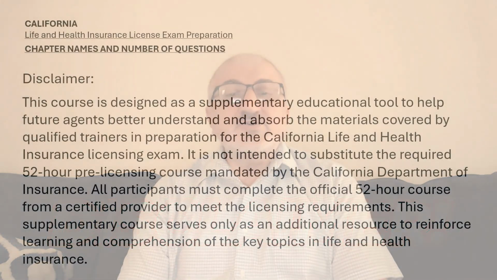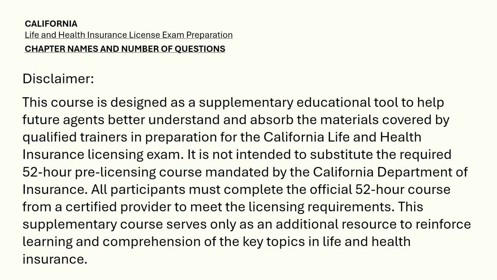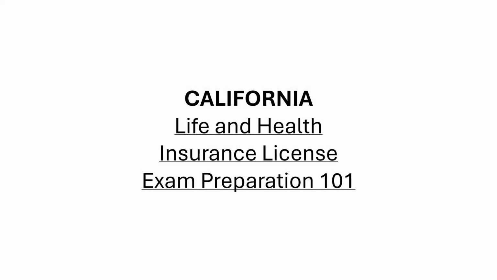This course is designed as a supplementary educational tool to help future agents better understand and absorb materials covered by qualified trainers in preparation for the California Life Insurance Licensing exam. This is not intended to substitute the required 2-hour pre-licensing course mandated by the California Department of Insurance. All participants must complete the official 52-hour course from a certified provider to meet the licensing requirements. This supplementary course serves only as an insurance source to reinforce learning and comprehension of the key topics in life and health insurance.